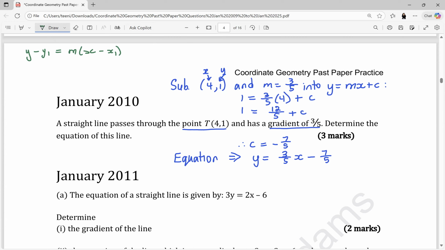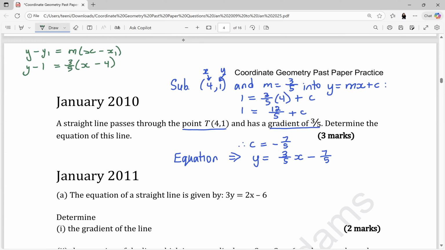So to work it this way, you would say y take away y1, which is 1 in this case, is equal to m, which is 3/5, times x minus x1, which is 4. Sorry, x is 4, right? And then you work this out to simplify it. You simplify it and you make y the subject.